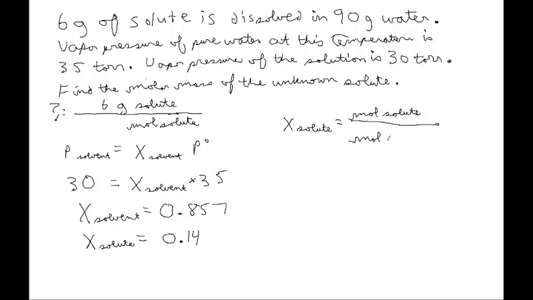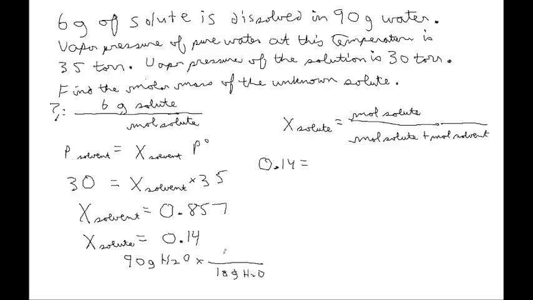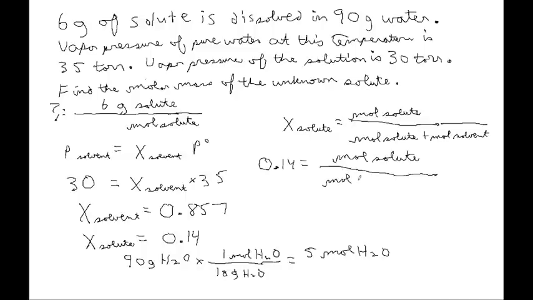We can figure out how many moles of solvent we have by taking 90 grams of water, and we divide that by 18 grams of water for 1 mole. And we get 5 moles of water. Then we cross multiply, and then we'll get 1 mole of solute is equal to 0.14 times moles of solute plus 5, and we distribute that.